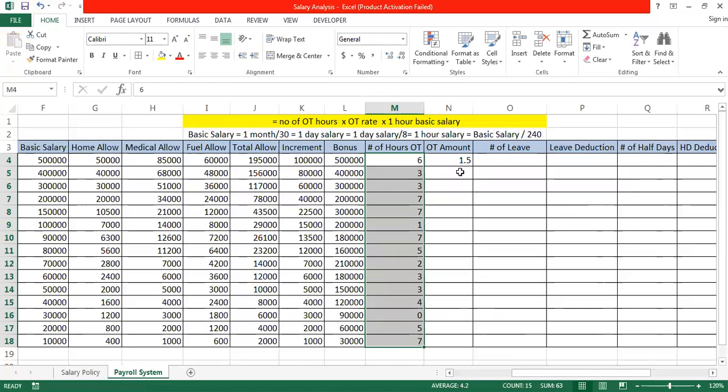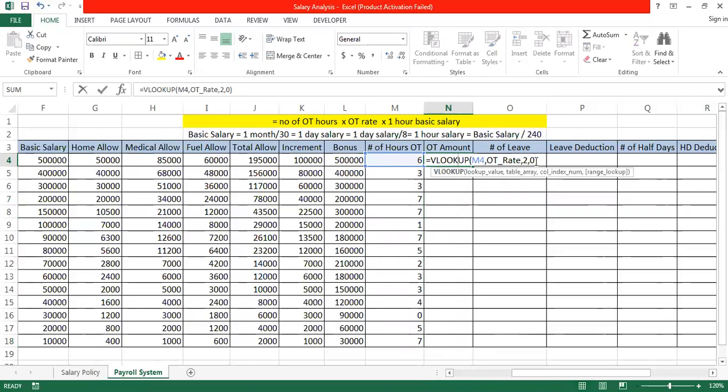Now you can see I have different overtime rates if I apply this formula. For 0 I do not have any overtime rate. For 1, 2, 3, 4, 5, 6, 7 I have the overtime rate from the salary policy overtime group name I have defined over there. So what else do I need to calculate the overtime amount? I have my overtime rate, and I multiply it by the number of overtime hours.